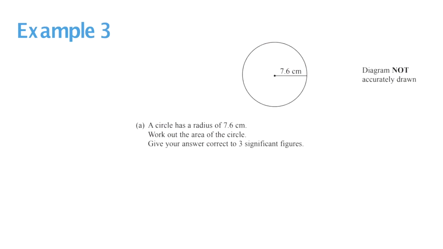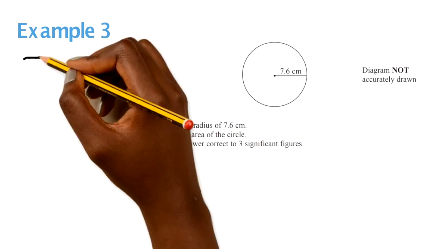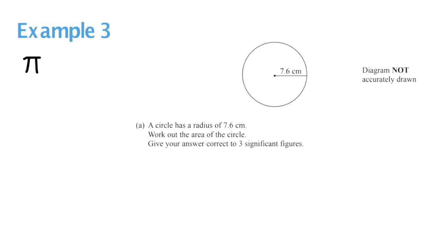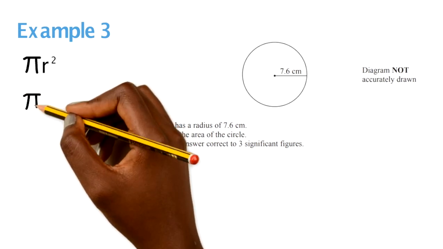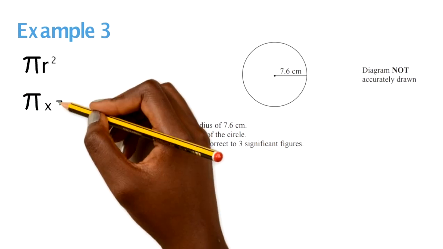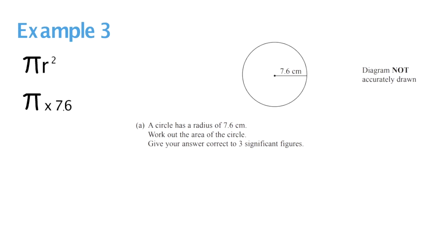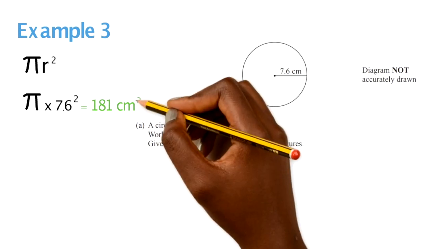The last example of this video is example 3, where it wants us to work out the area of the circle. Recapping again, the equation for the area of a circle is pi times radius squared. Because it's told us that the radius is 7.6 centimeters, we're going to do pi times 7.6 squared. If you input that into your calculator and round it to 3 significant figures, you would end up with 181 centimeters squared.